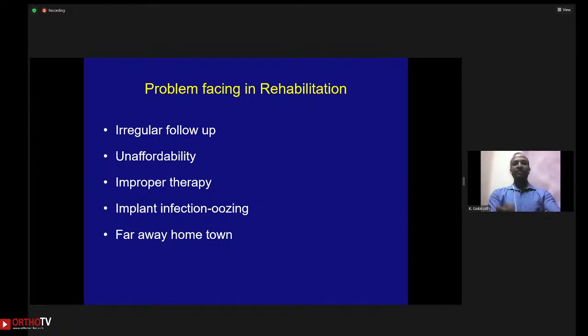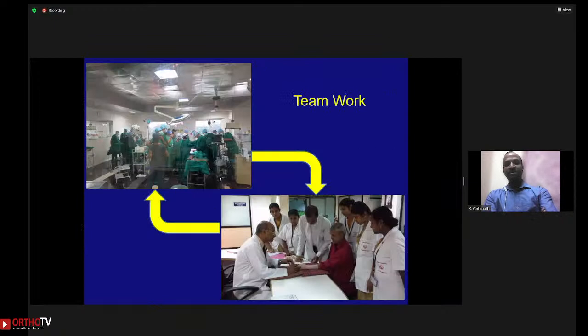When we refer patients outside, it is a bigger challenge. We have to get them for regular follow-up, and sometimes we get implant infections or infections in wound healing. If the therapy is not regular, the outcomes will definitely be a problem. These are the problems we face. It is not only the surgeon or only the therapist; we work as a combined team, with the patient intermittently speaking with the surgeon, and we get an expert opinion.